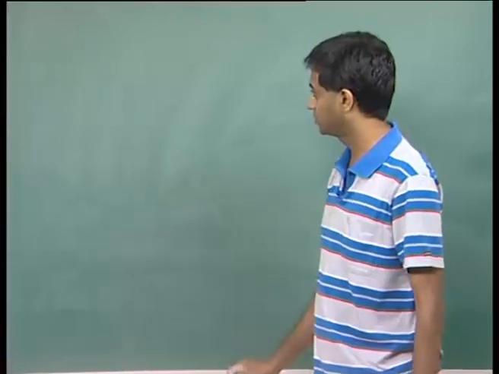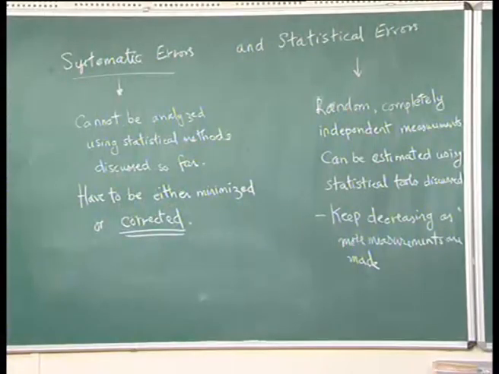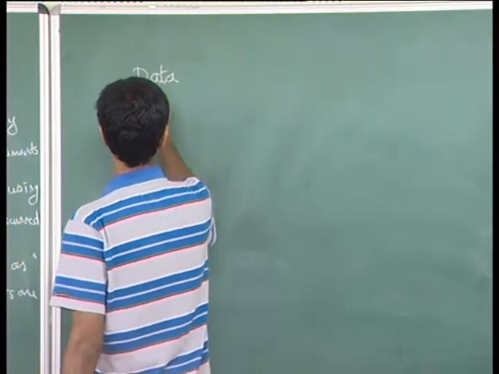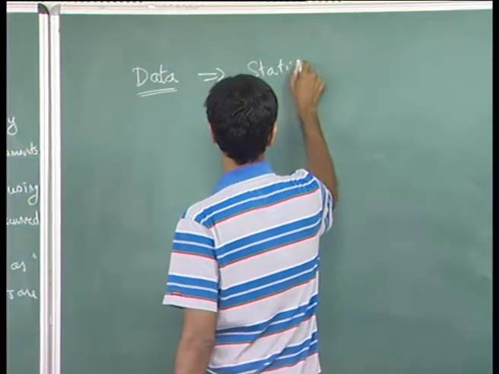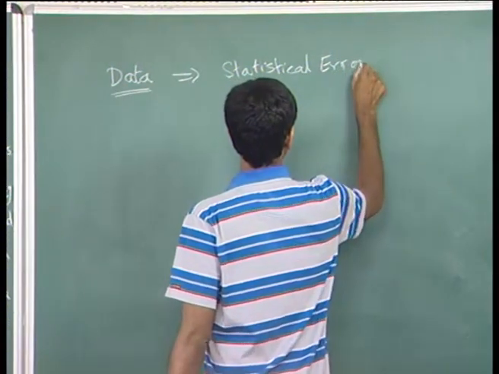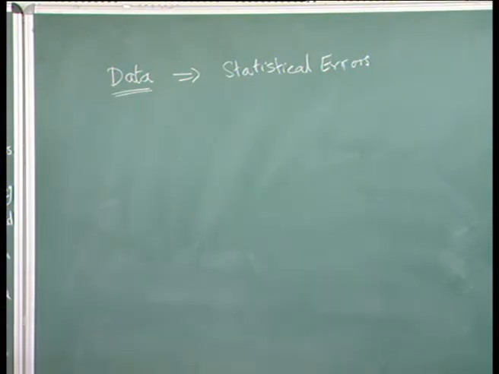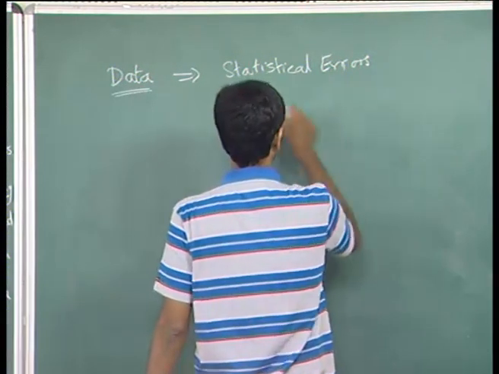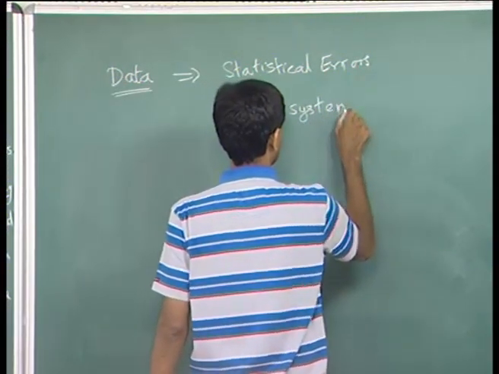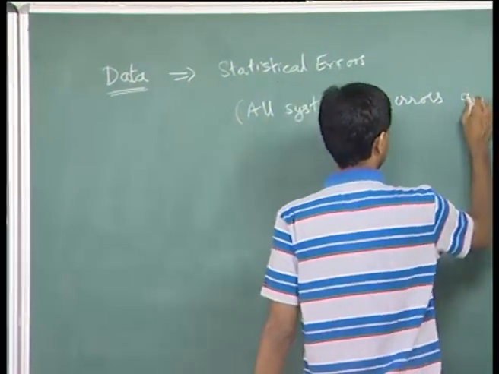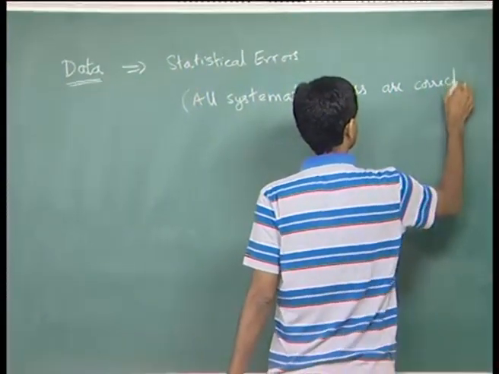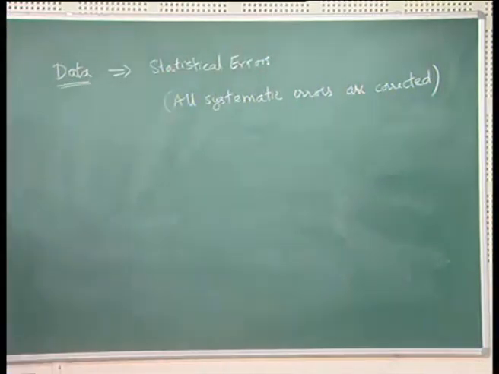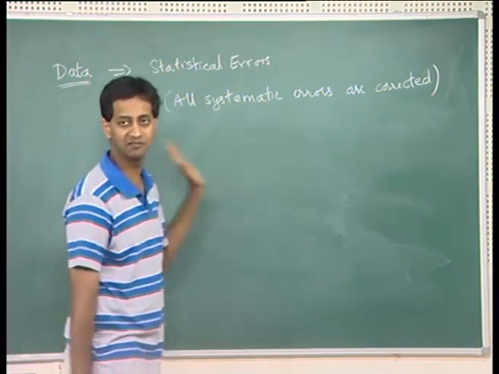And the final thing I want to mention is the phrase that is used: data. Data implies statistical errors. So suppose somebody says I have data on this measurement, then the normal implication of data is statistical errors, not systematic errors. Systematic errors are usually corrected. So once you have corrected your measurements of all systematic errors, what you have left is only statistical errors, and then you can call them data. And then they only have statistical errors.